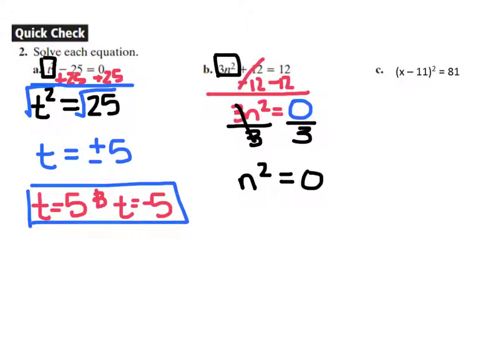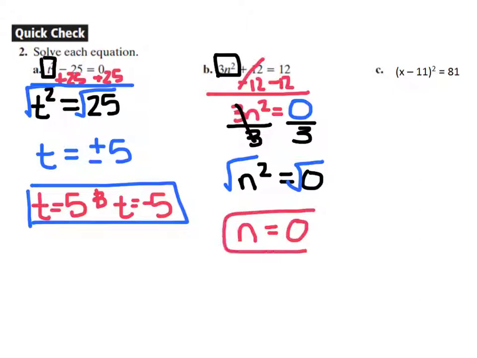Now, here's where you got to be careful, because what did we learn when you take the square root of 0? How many solutions would we end up with? Hopefully you said just 1, because we don't have a positive or negative 0. There's no such thing. So the answer is just 0. We end up with only 1 solution. Just wanted to point that out. Hopefully some of you guys already saw that. Now, remember, pause the video, finish up on C.